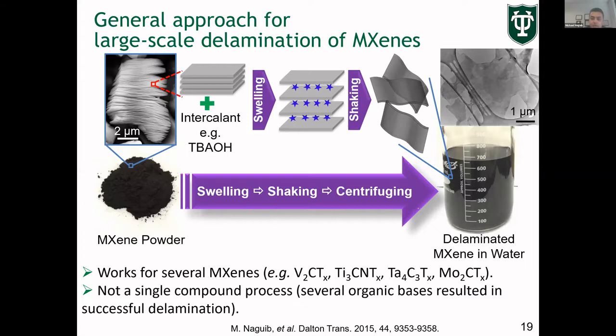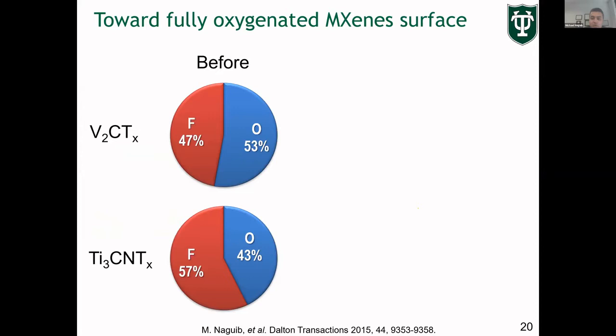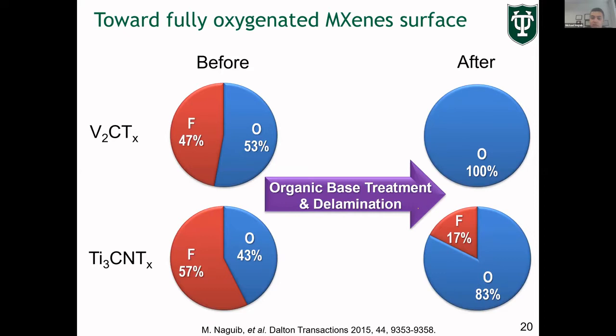As a byproduct of what happens, you see a change also in the surface chemistry of MXene. So here's an example, again, vanadium carbide and titanium carbonitride. You see the ratio of oxygen to fluorine almost 1:1 before this treatment. After the treatment, fluorine is almost eliminated completely from vanadium carbide, and from titanium carbonitride, there is a significant reduction of the fluorine content. And this is a very important step toward controlling the properties of MXene, which has been predicted since the beginning: that if you change the surface chemistry of MXene, you can change the electronic properties and therefore change the electrochemical performance and the performance in many applications.